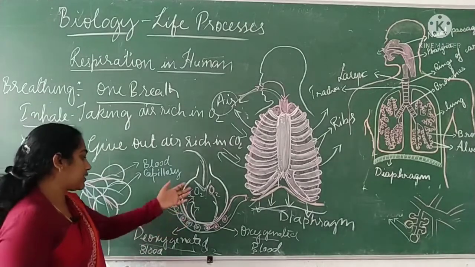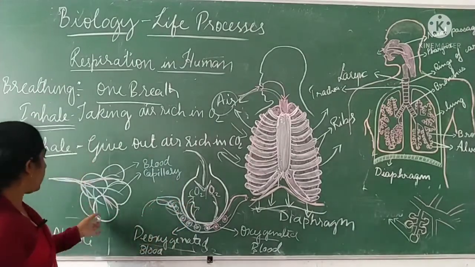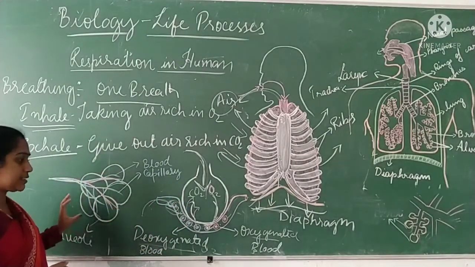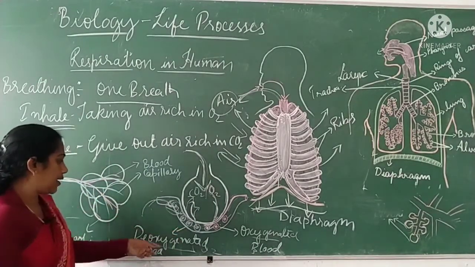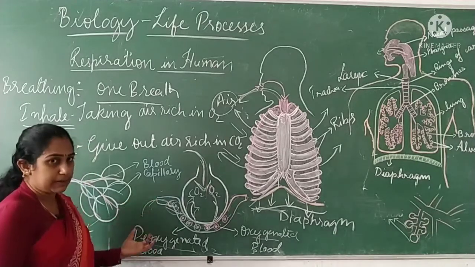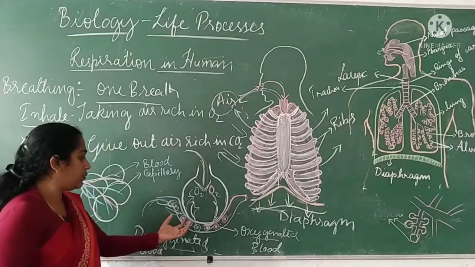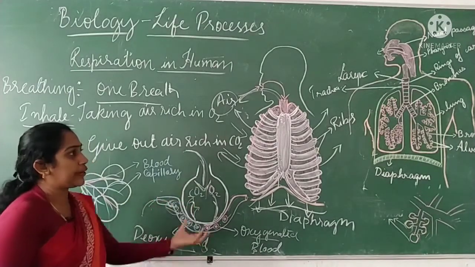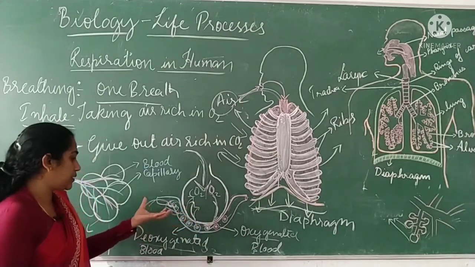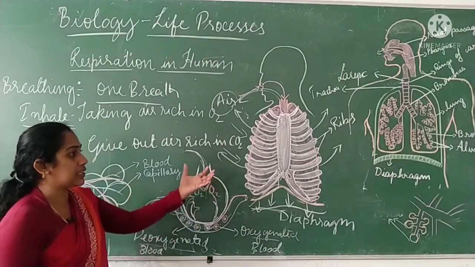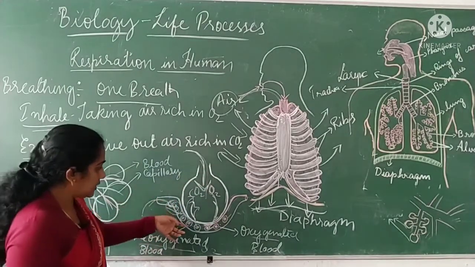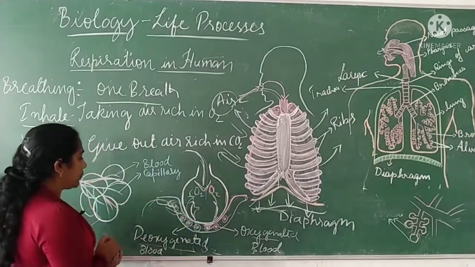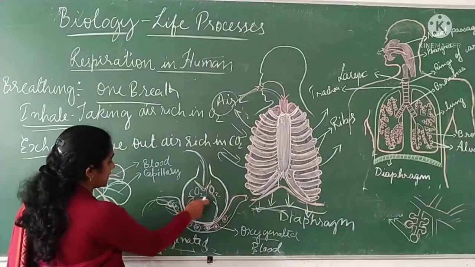In the alveoli, exchange of gases takes place. The alveoli are surrounded by blood capillaries. The blood will be carrying deoxygenated blood. Deoxygenated blood means blood which contains carbon dioxide, and it is carried to the lungs for purification. So the blood coming into the lungs is impure, or deoxygenated. When it reaches the alveoli, it will exchange the gases.